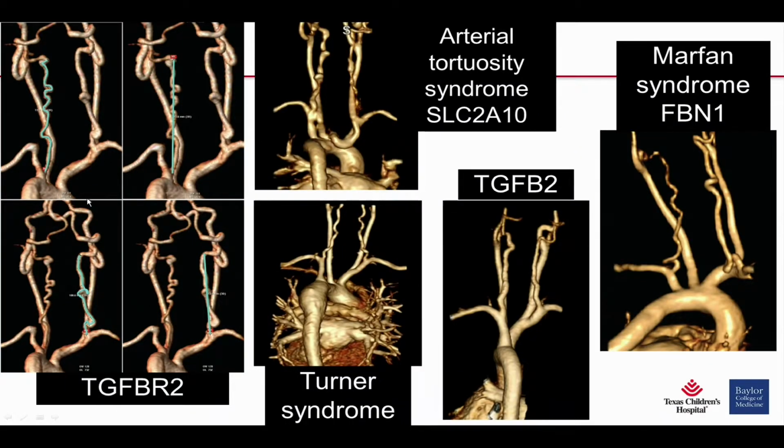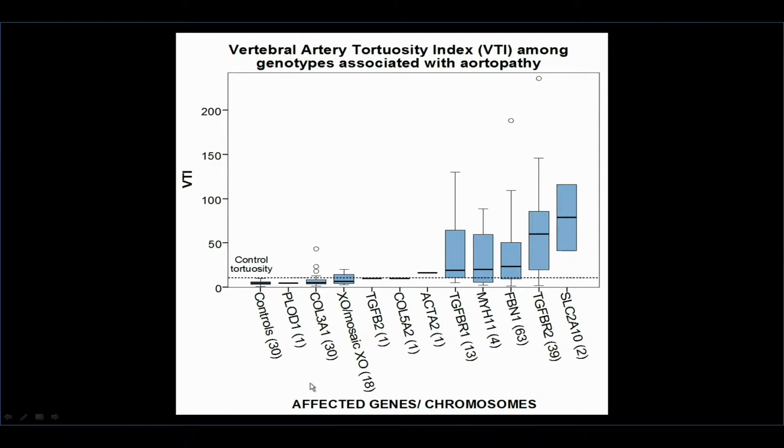And in fact, since that time, we've seen it in lots of other syndromes. You can actually see it in severe forms of Turner syndrome. TGF-beta2 has it. This is Marfan arterial tortuosity syndrome. This is just a graph looking at VTI among a bunch of different disorders. And here's our controls again, less than 10. Here's our COL3A1. This is a group we're investigating right now. Generally, they have very low tortuosity, but there are patients that have quite elevated tortuosity. And are these the higher risk patients? We can see it in Turner syndrome. And then, of course, we see it in the disorders we discussed, including MYH11.